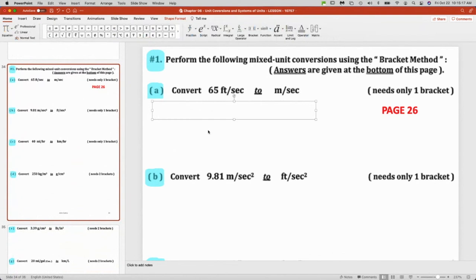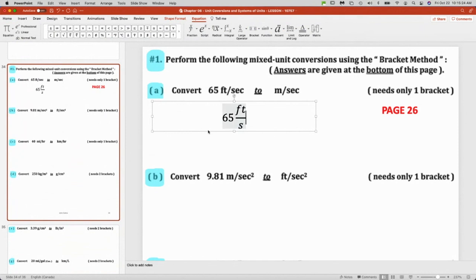So here we have 65 feet per second. I'm going to use the letter S instead of seconds because my word processor thinks of sec as a special command. That's because of trigonometry.